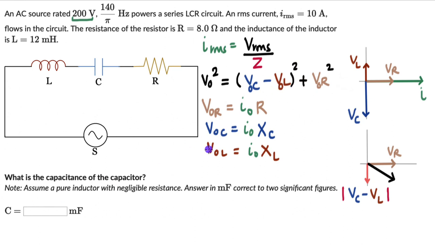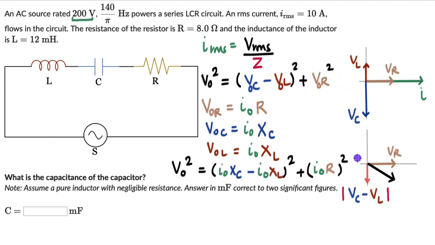We still have V0 square. So let's just keep it as it is, V0 square. This is equal to (I0 XC minus I0 XL) whole square plus (I0 R) square. Okay, I can further manipulate this expression. What I can do is take I0 outside this bracket, that will be I0 square, and I will have an I0 square from here also. So I can take I0 square to be common across this entire term.